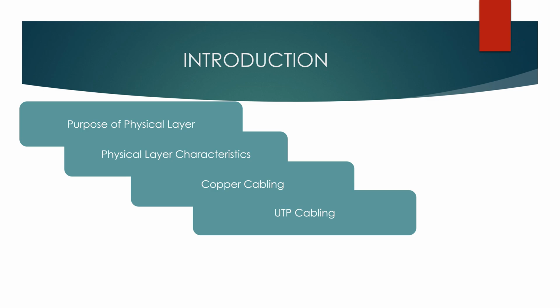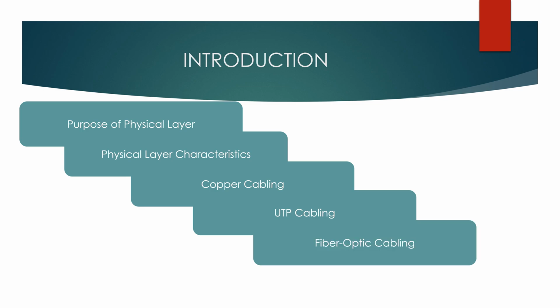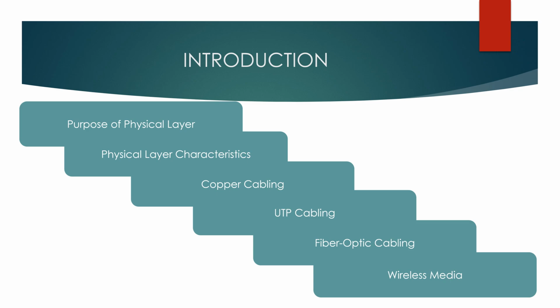We also will be focused on UTP cabling, where we will explain how the UTP cable is used in Ethernet networks. Also, we will be focused on fiber optic cabling, where we will describe fiber optic cabling and its main advantages over the other media. And lastly, we will be focused on wireless media, and we will explain how to connect devices using wired and wireless media. So let's go on.